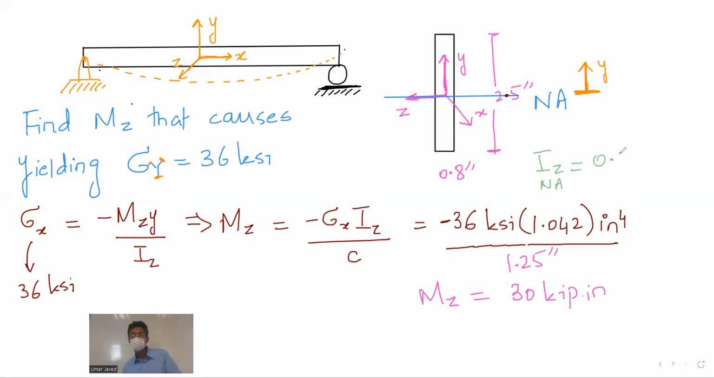And students who are asking how did you find IZ, which is our I neutral axis? 0.8 times 2.5 power 3 over 12, which gives you 1.042 inch power 4. Boom.